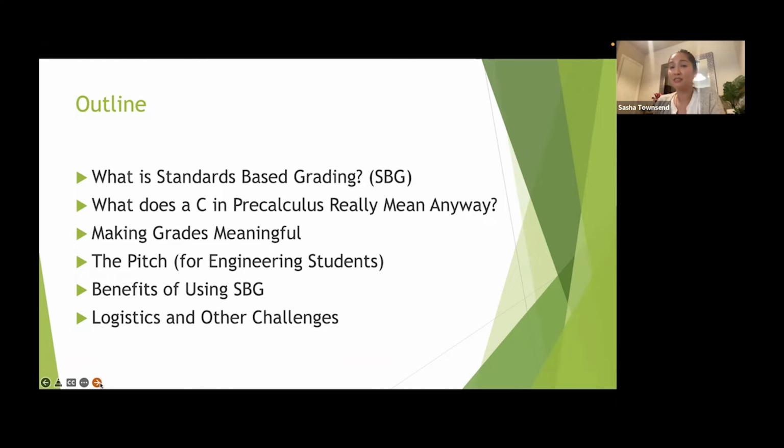And I think standards-based grading really does that. So this is the outline for the standards-based grading part. We're going to talk about what standards-based grading is, what a C in pre-calculus means, making grades meaningful using standards-based grading, and how we pitch this to our students, because if they don't understand it, it's not successful. Then the benefits of using standards-based grading in our courses, and some logistics and other challenges. This will probably take a whole hour, and then we'll wrap back around to those program learning outcomes and tie it all together.